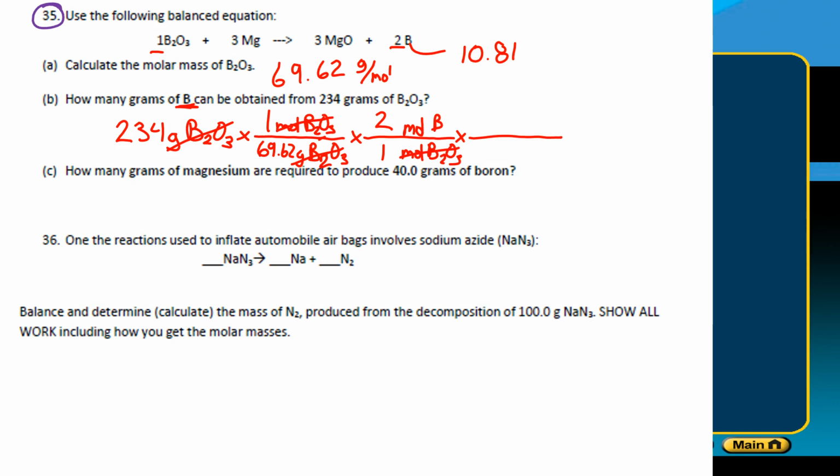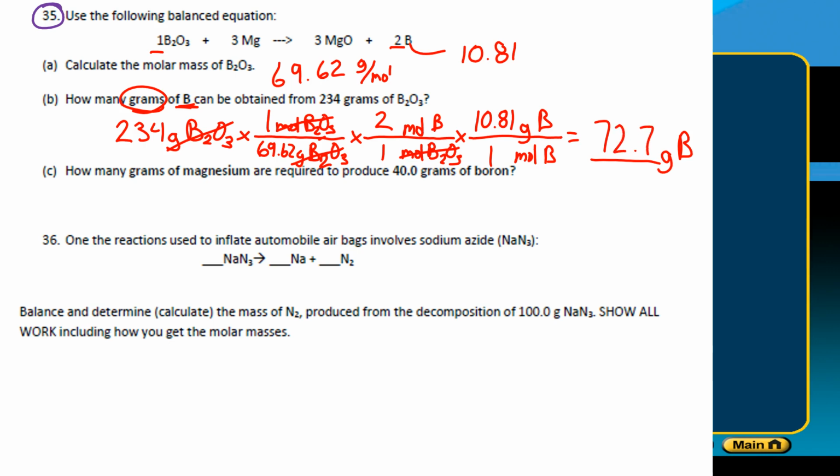So what's my last step that I'm trying to do? Trying to get to grams. All right, so I want to be in grams of boron. So I need to get rid of moles of boron. So for every 1 mole of boron, 10.81. All right. How many sig figs should our answer be in? 3. And so what would our answer be? I got 72.7.